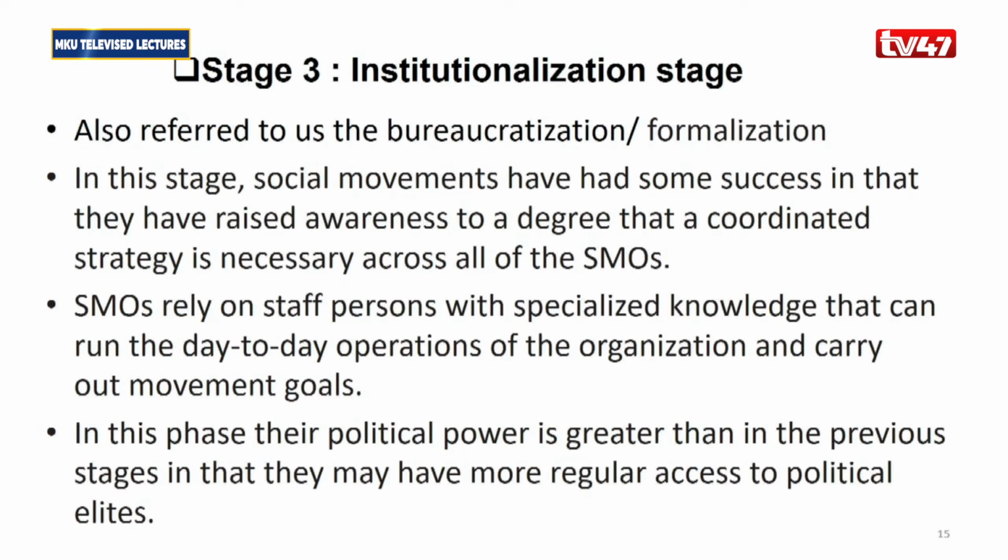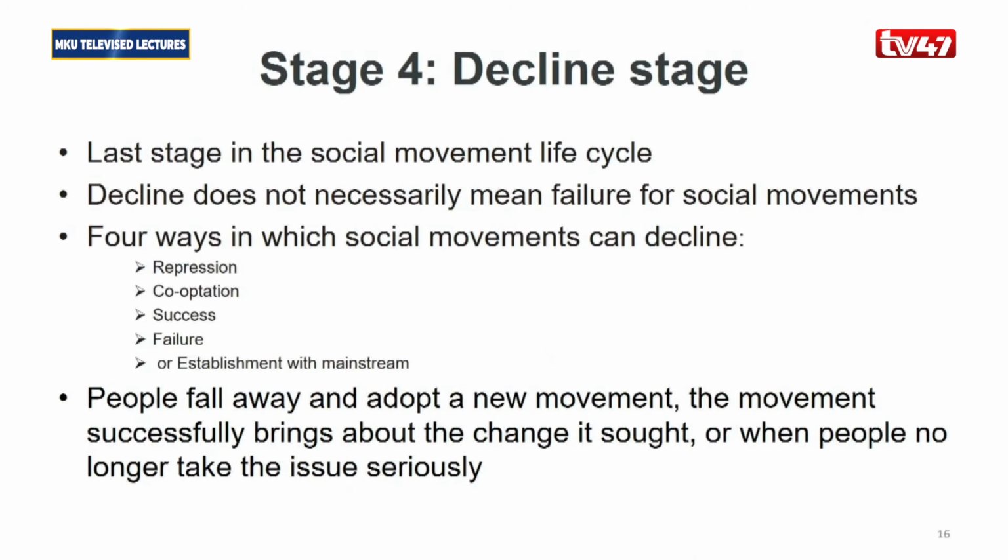And in this phase, political power is greater for the social movement than in the previous stages. And it may have more regular access to political elites. So the social movement at this level, if it has reached this level, can have formal engagement with political elites. Last but not least is the fourth stage, which is the decline stage.